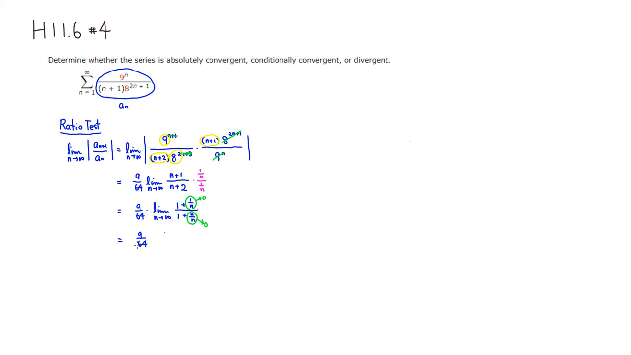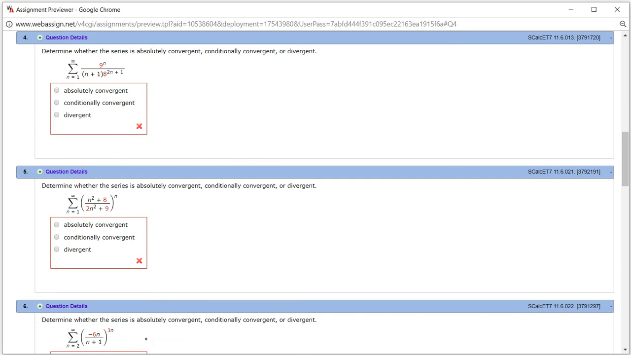This is definitely strictly less than 1, which means that by the ratio test, this original series is convergent. It's actually absolutely convergent as well. So let's type it in. This is going to be absolutely convergent.